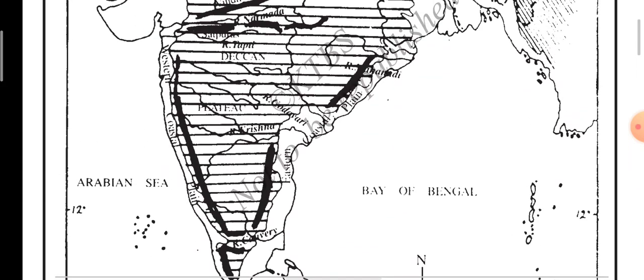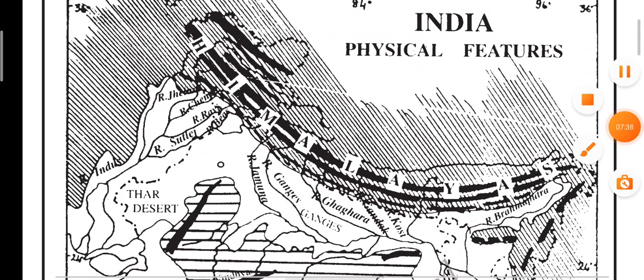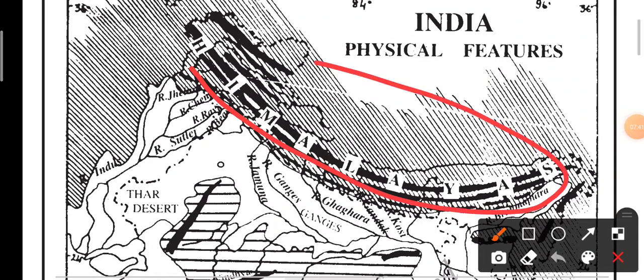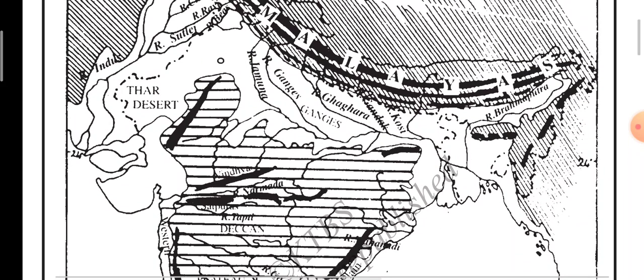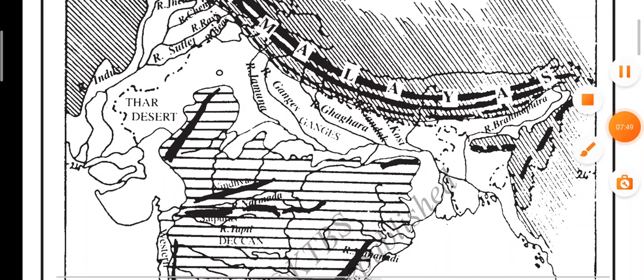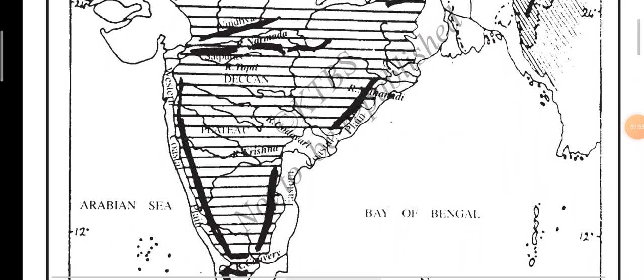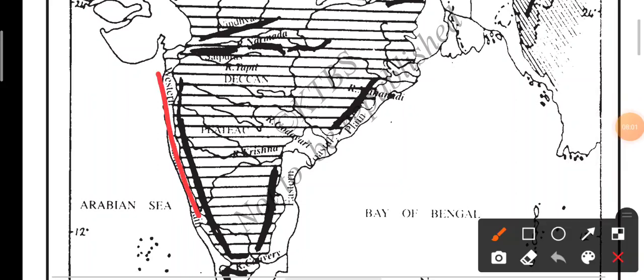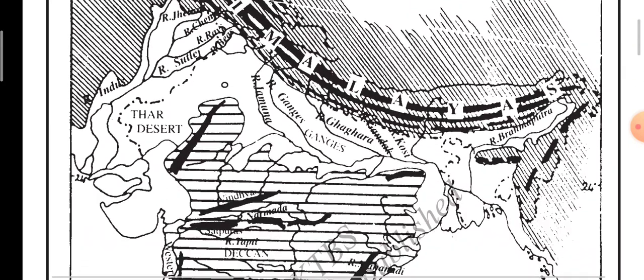Okay, so the picture here is about the physical features of India, where we have the Himalayan range in this place, and we have the river Indus. Here we have the Thar Desert, and there are some other physical features. Here we have the Western Ghats, the Eastern Ghats, and the Deccan Plateau, right? These are the physical features of India, and this is the map of them.